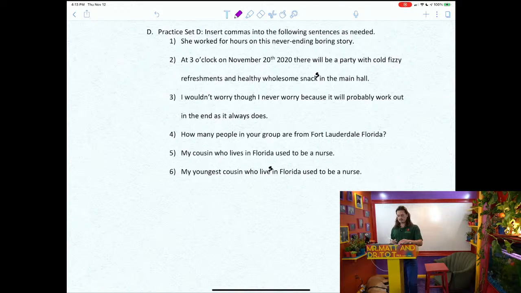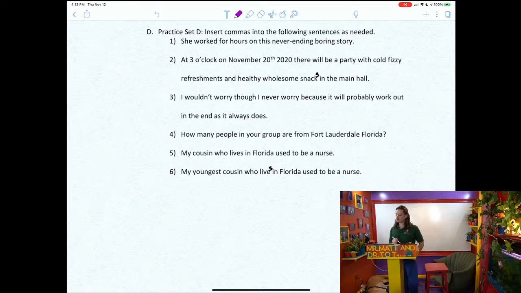Okay, let's look at these. I hope you noticed that I made two little corrections. There were two S's that dropped off in number 2 and 6. So it should be snacks, plural, and lives, singular. The singular verb, lives, for number 6. So I do apologize if that was confusing.